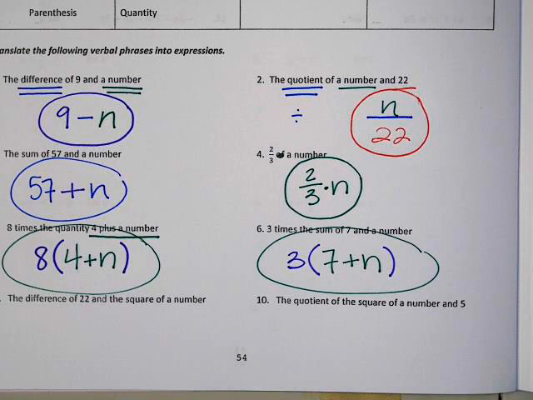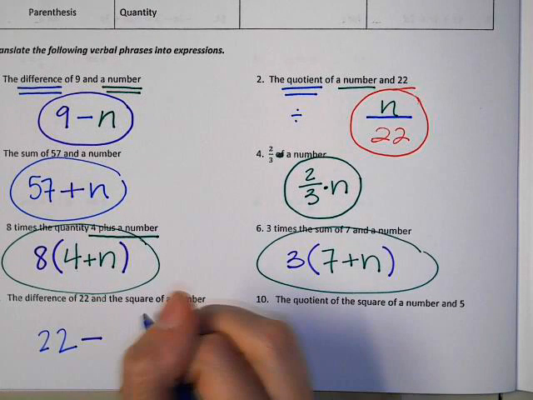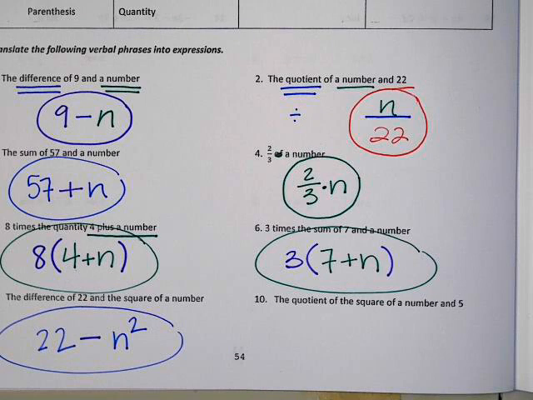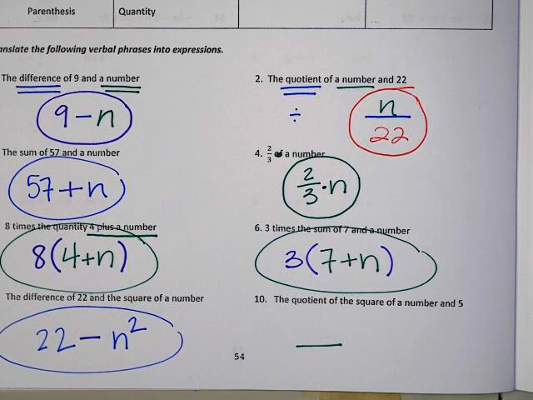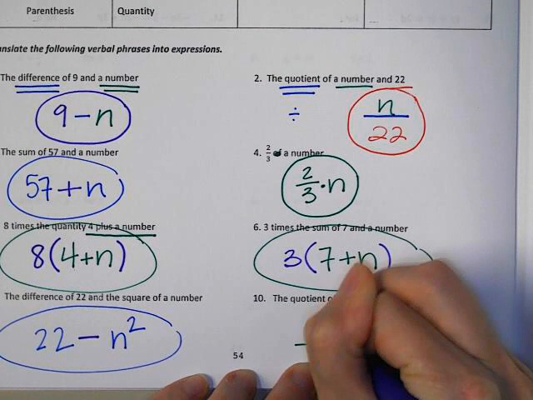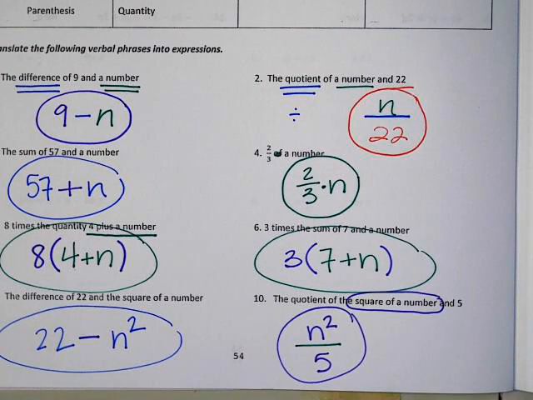Okay, number 9. The difference of 22 and the square of a number. Okay, so difference means subtract. And we're going to go in order. We're subtracting 22 and a number squared. The square of a number. 22 minus n squared. And then 10, the quotient means divide. We're taking the quotient of the square of a number, so on top would be n squared, and 5 would be what we're dividing by. So n squared over 5.